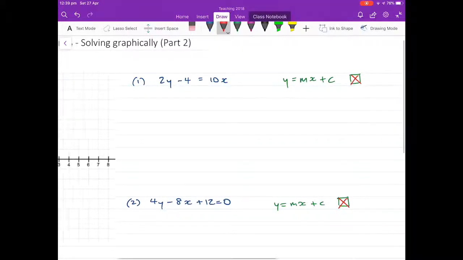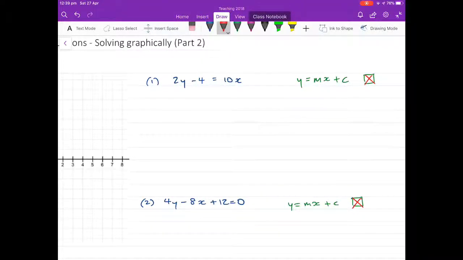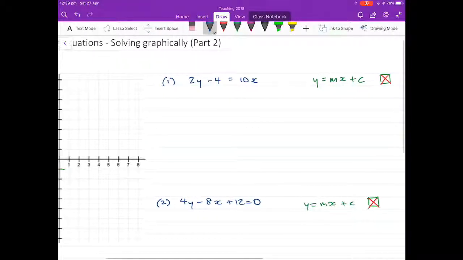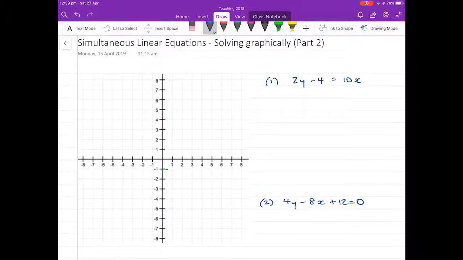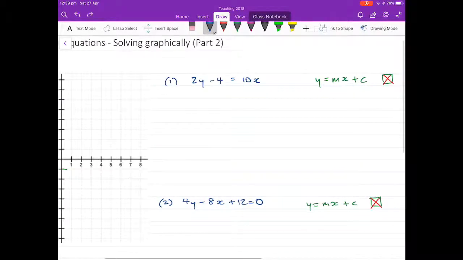Alright, there is a little video that will pop up on the left there for a few seconds, going back and looking at transposing some equations so they are in the form of y equals mx plus c, so feel free to jump back and have a look at that one as well. But what we're going to do is work through these two here so that we have them in the form of y equals mx plus c, so we can plot them on the graph here and find our solution. So looking at number 1, 2y take 4 equals 10x.